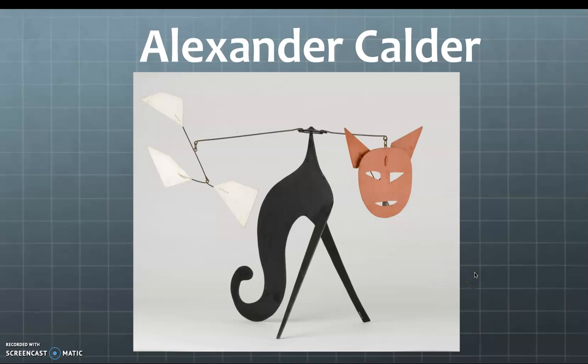And here's another one of his examples. It looks kind of like a cat. So again, his work was definitely abstract, but slightly representational. And a lot of his works actually had titles that would help you figure out what it's about.